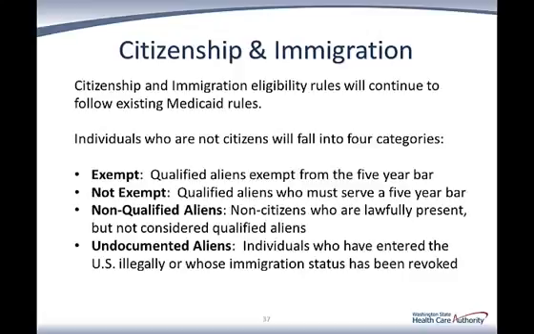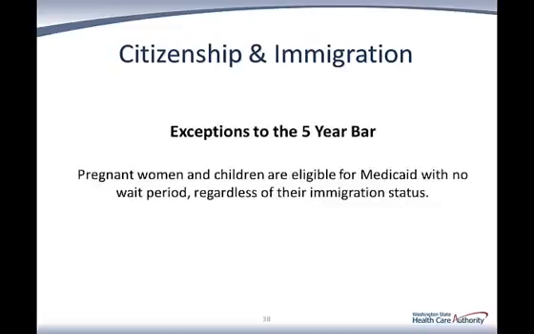Our last category is undocumented aliens. These are individuals who have entered the U.S. illegally or whose immigration status has been revoked. Exceptions to the 5-year bar: pregnant women and children are eligible for Medicaid with no wait period, regardless of their immigration status.